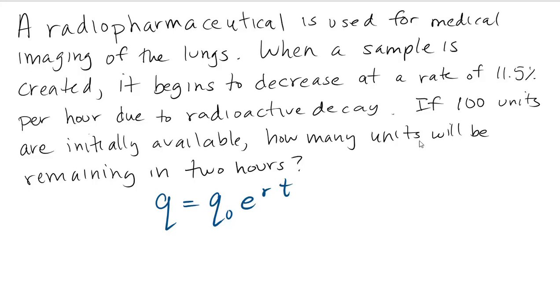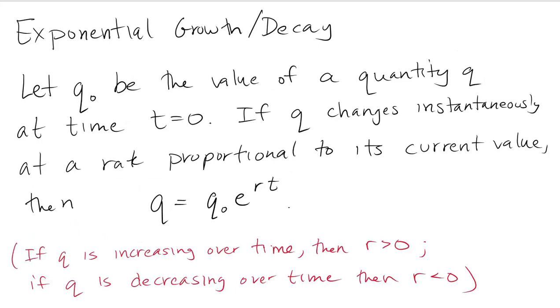The question is how many units will be remaining in 2 hours. That's the Q. How much will be left over? Q sub 0 is the amount we started with. We're starting with 100 units. R we need to be careful about. Let me go back to our formula here.